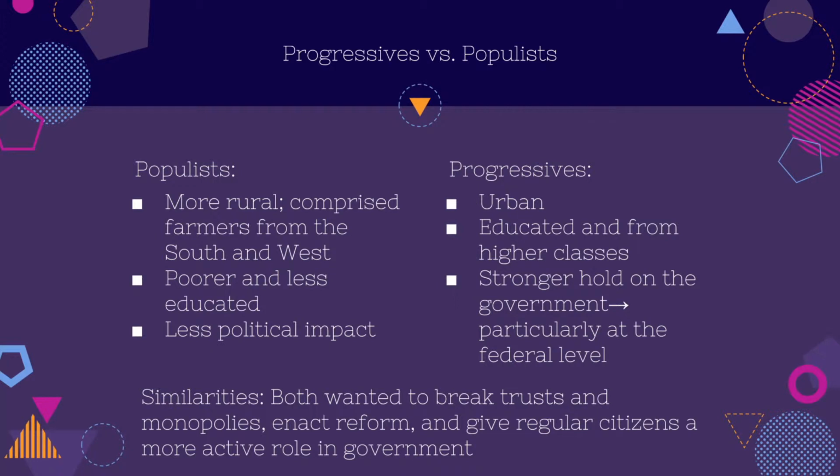But so both populists and progressives really wanted to break up monopolies and trusts. And they also pushed for major labor reforms, and they both supported more direct participation in the government. They may have disagreed on the means to achieve these ends, but still they could come to a consensus on all three of these major ideas that we see down below here.